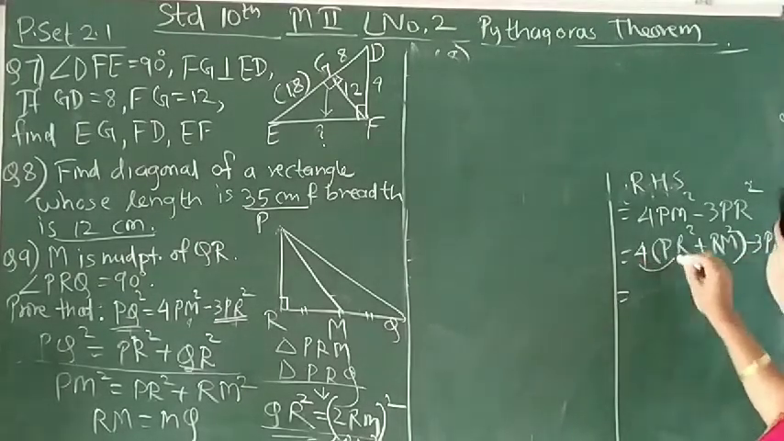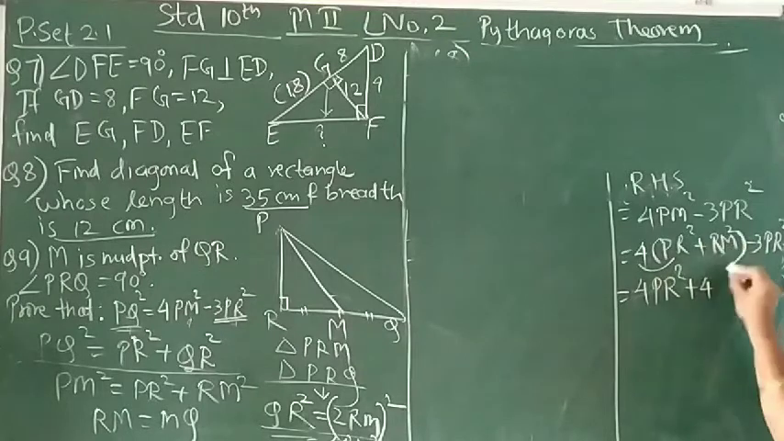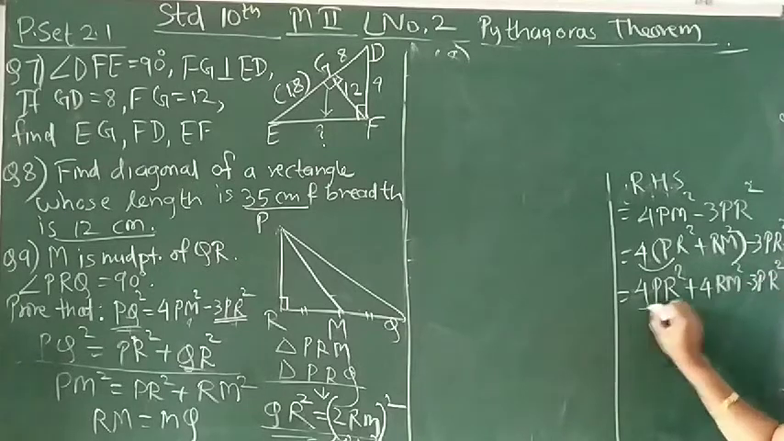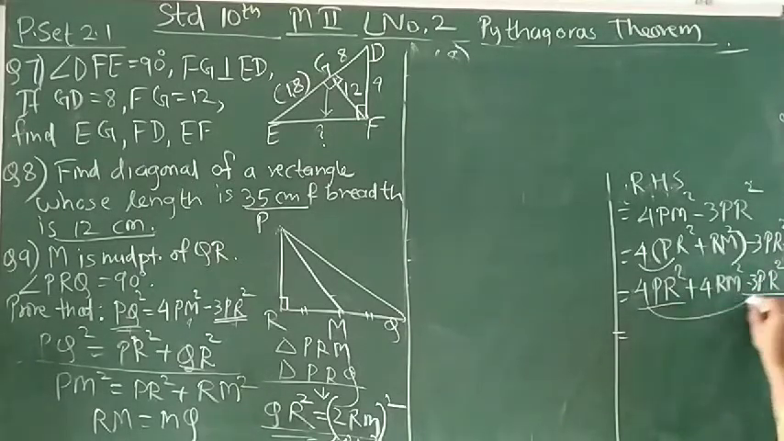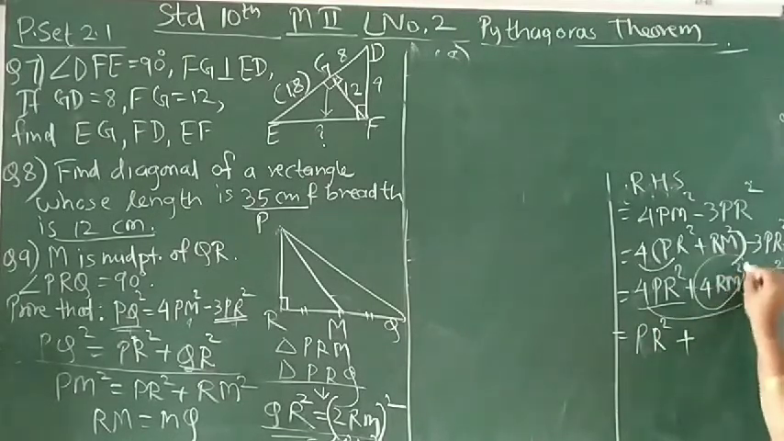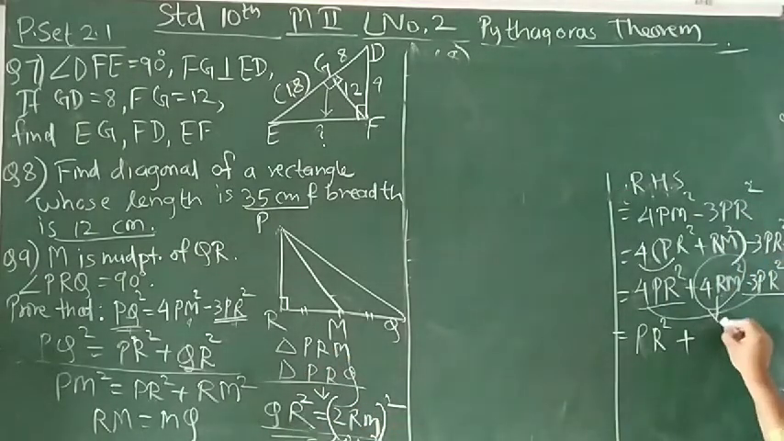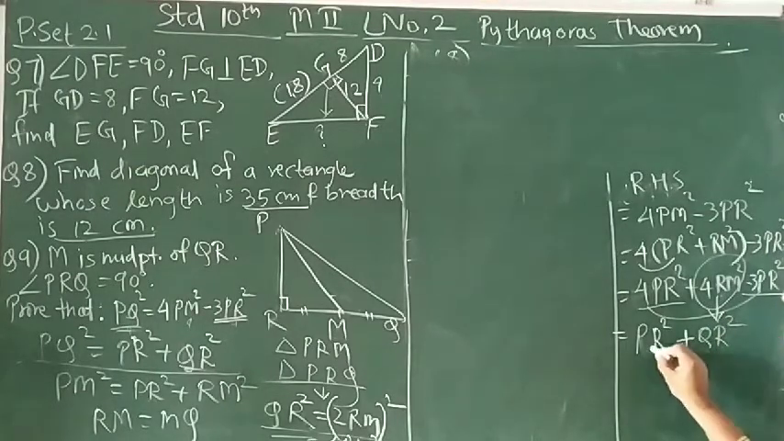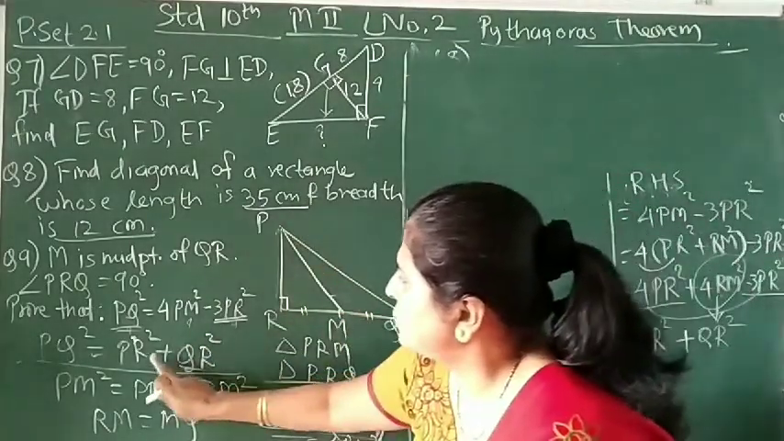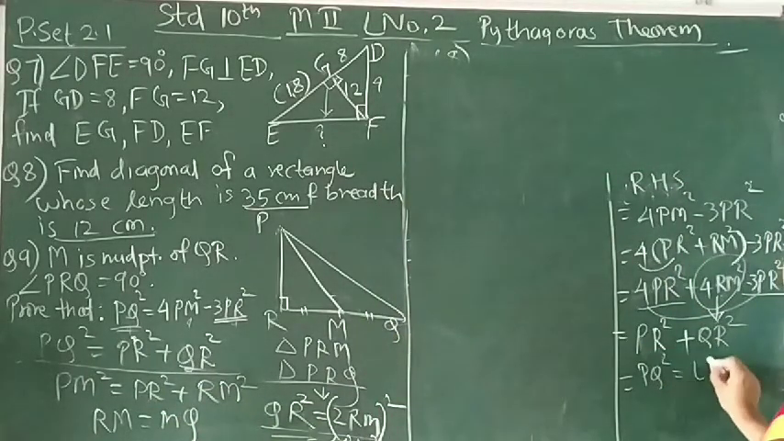Okay. Now take the multiplication of this: 4 times PR square plus 4 times RM square minus 3 times PR square. Okay. So 4 PR square minus 3 PR square, like terms. So 4 minus 3 you will get 1 time PR square. And plus, what is this 4 RM square? 4 RM square is nothing but it is equal to QR square. So this you can replace as QR square. And what is PR square plus QR square? This is nothing but your PQ square from this statement. So here you can get it as PQ square, which is your LHS.